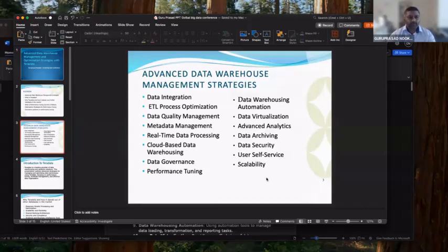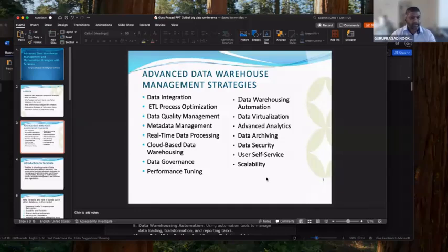And ETL process optimization is streamlining the extraction, transformation, and loading process to ensure faster data ingestion and transformation. Like transforming, loading, and processing the data as per the business requirements in a very fast way to ingest the data into your target database warehouse. We will follow this ETL process optimization. And data quality management is nothing but implementing robust quality checks to ensure data accuracy, consistency, and completeness.